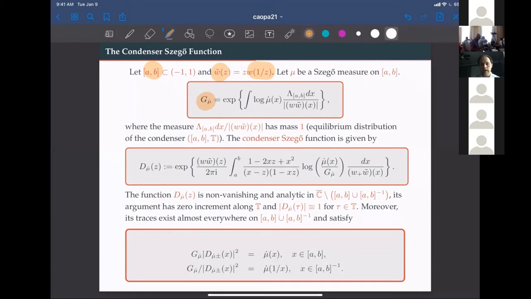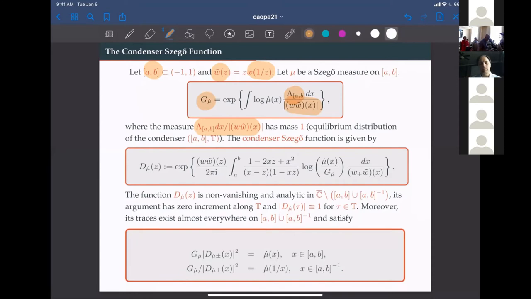I'm looking at the Zeigler function, the Zeigler measure, and I would like to integrate dot mu against 1 over the absolute value of W tilde, with a normalizing constant that turns this into a probability measure. The normalizing constant can be explicitly expressed as a certain elliptic integral. And this measure is simply the equilibrium distribution of the plate AB of the condenser interval AB and the unit circle. Then I can define the condenser Zeigler function.